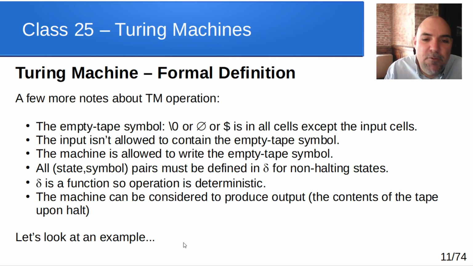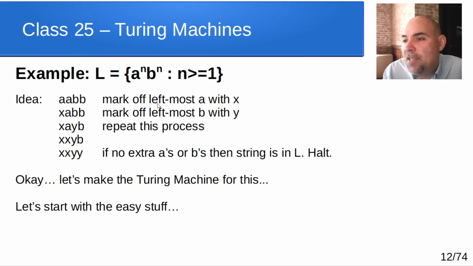All right, so I think what will make the most sense for understanding this is to look at an example, and let's look at one that we've actually seen before: A to the N, B to the N. Now this was not regular, so we couldn't do this with a DFA. We could represent it with a context-free grammar, and with a push-down automaton. But in this case, we're going to make a Turing machine that does it instead.